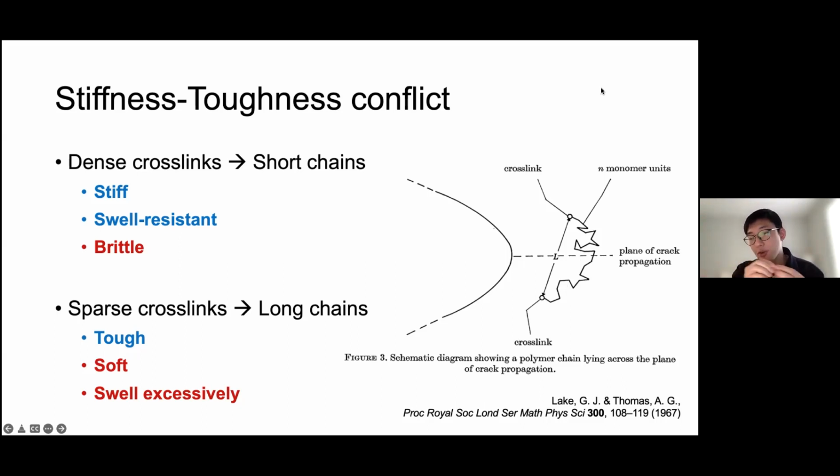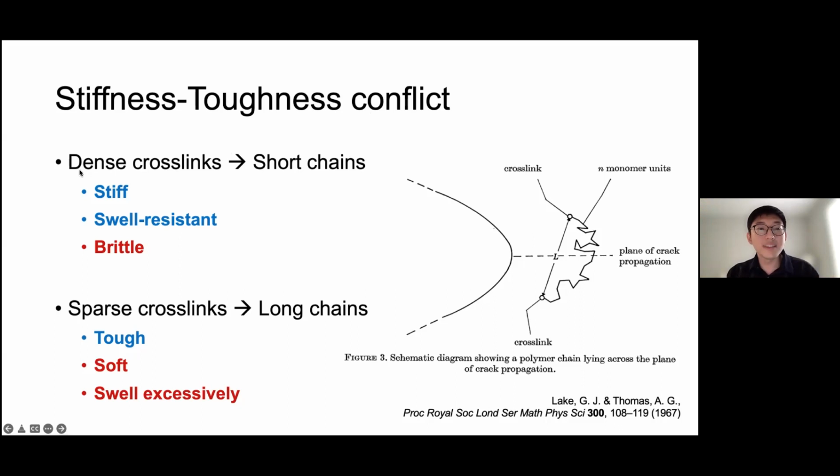Therefore, if your chain is longer, you can store more energy, which makes your materials tough. If your chain is short, you cannot store enough energy in the chain, and after the crack propagates, you release less energy. That means your material is brittle. Therefore, the crosslinker density governs both stiffness and toughness.